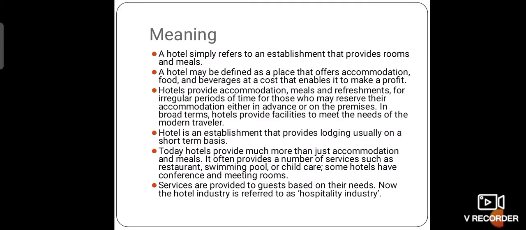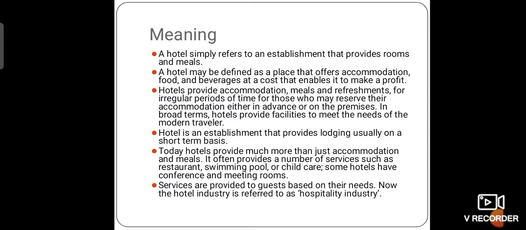A hotel simply refers to an establishment that provides rooms and meals. A hotel may be defined as a place that offers accommodation, food and beverages at a cost that enables it to make a profit. Hotels provide accommodation, meals and refreshments for irregular periods of time for those who may reserve their accommodation. And in broad terms, hotels provide facilities to meet the needs of a modern traveler.